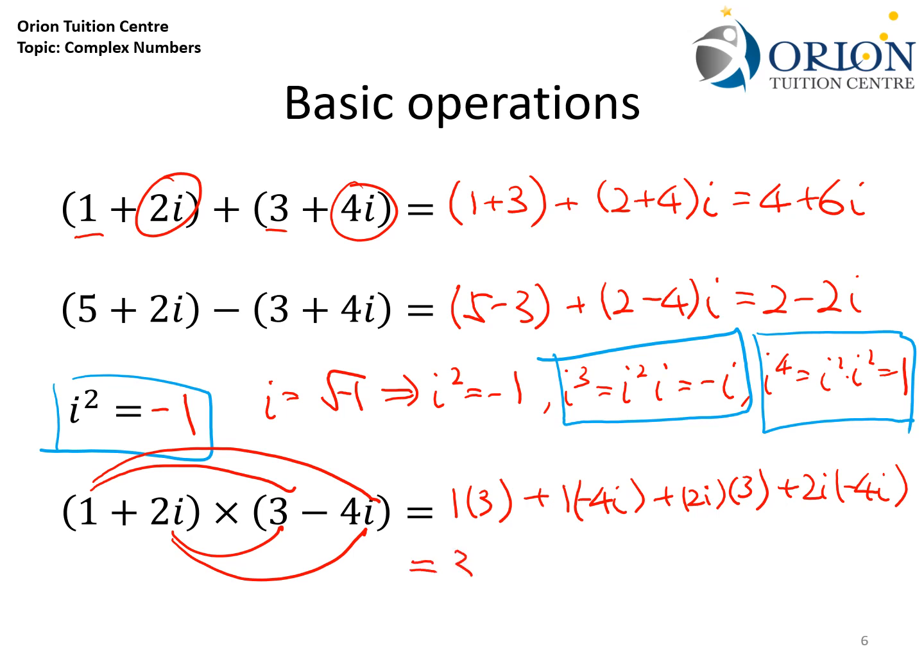First, we get a 3 from 1 times 3, minus 4i, plus 6i, and the last term is minus 8i squared. And we know that i squared is minus 1, therefore this term is the same as plus 8. And finally, if we simplify everything, it will become 11 plus 2i.